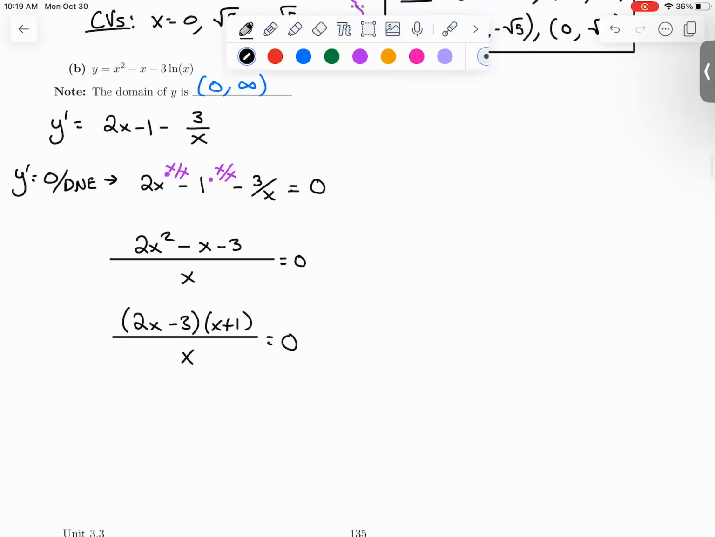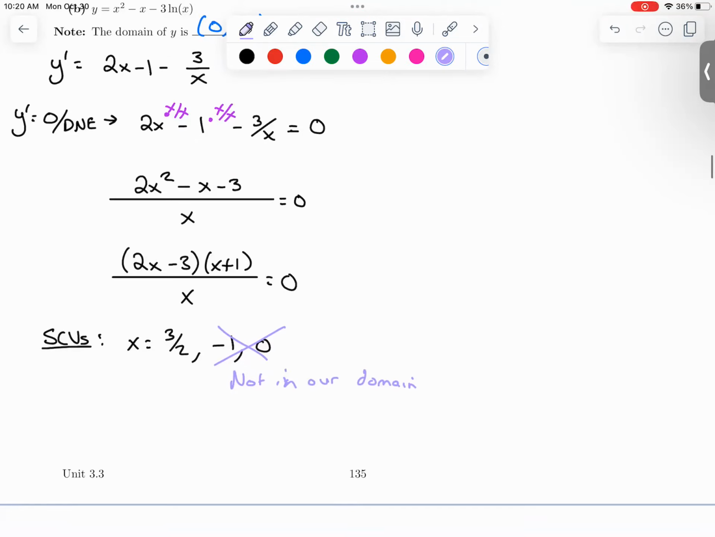That gives us the SCVs. x equals 3 halves, negative 1, and 0. And this is the reason why I wanted to mention the note that the domain of the function is only 0 to positive infinity. So these things are out, not in our domain. So the only CV is x equals 3 halves.